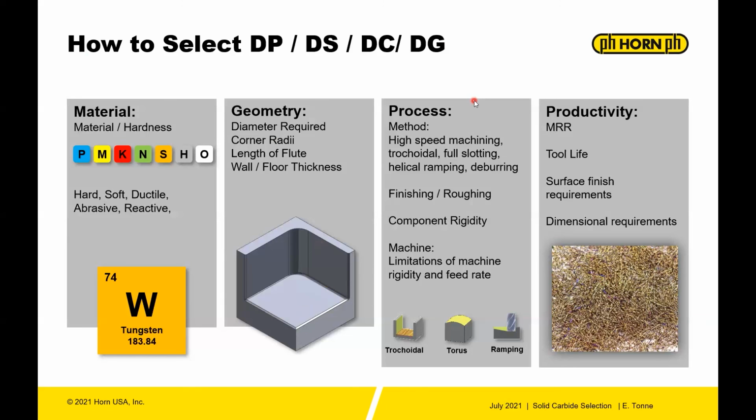You also have processes, so high-speed machining, trochoidal. Are you full slotting, helical ramping, deburring, finishing, roughing? Is the component rigid? That has an influence on the tool that you would pick. Machine limitations of the machine, the rigidity and the feed rate, productivity, the MRR, the tool life, the surface finish requirements, the dimensional requirements.